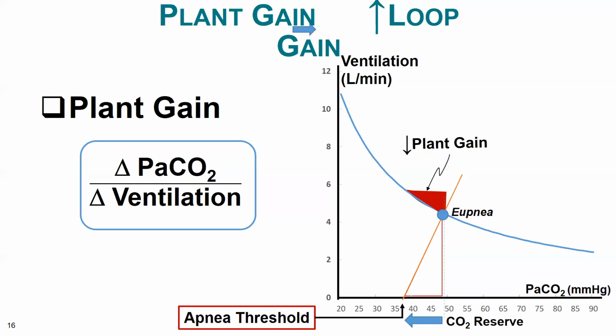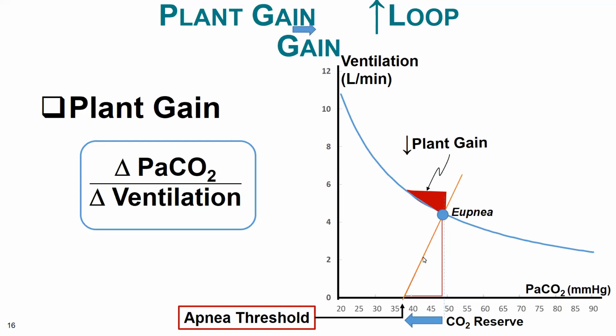What is plant gain? Well, plant gain is the efficiency with which each and every breath blows off our CO2. Here we have the steady state eupneic point, shown by the dot on this diagram. Plant gain is really represented by the inverse of the area subtended by this triangle. Well, let's say, for example, that we increase our ventilation. How effective is that increase in ventilation in lowering our PCO2? Well, that's determined here by the plant gain, how efficient we are in lowering the PCO2 with each and every breath that we take.